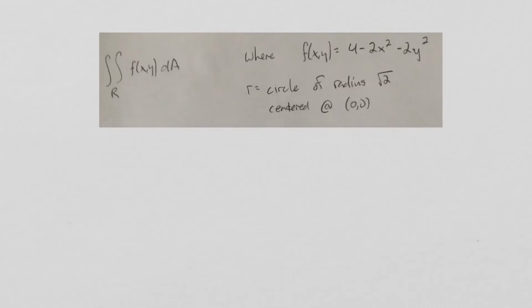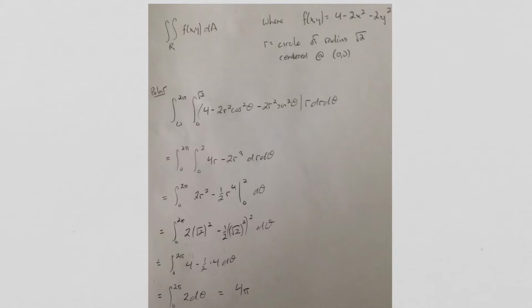So I'd like you to go ahead and calculate this integral right here. I want you to do the double integral over R of f of x y dA, where the function is 4 minus 2x squared minus 2y squared, and the region, this should be a capital R, the region is a circle of radius root 2 centered at the origin. So pause, go ahead, do it, flip over to my answer. I got 4 pi.